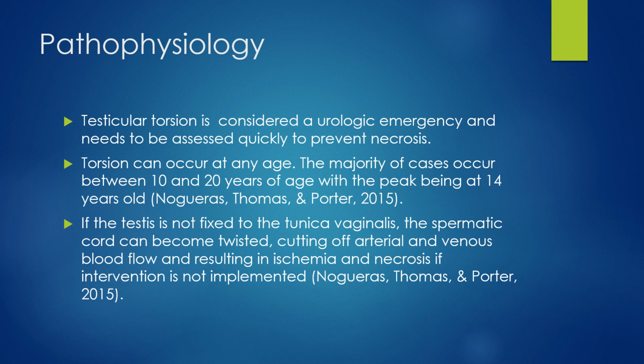This diagnosis can occur at any age. However, it is primarily seen between the ages of 10 and 20, with the peak amount of diagnosis made at the age of 14. Testicular torsions normally occur if the testis is not fixed to the tunica vaginalis, allowing for the spermatic cord to become twisted. The twisting of this cord cuts off the arterial and venous blood flow to the testicle, resulting in both ischemia and necrosis if interventions are not implemented promptly.